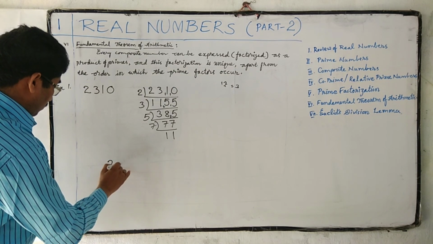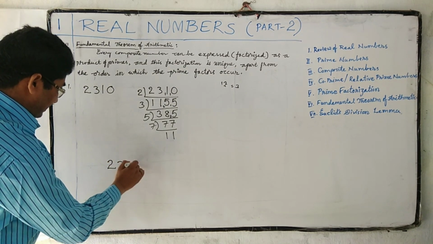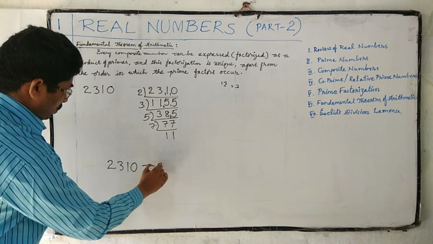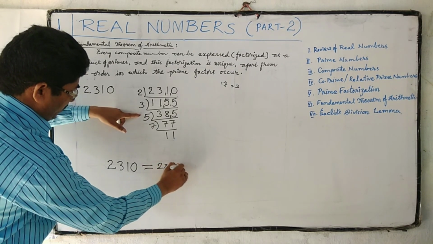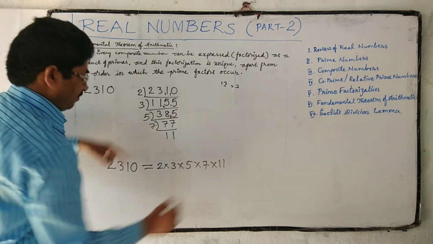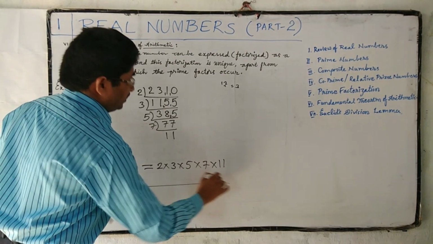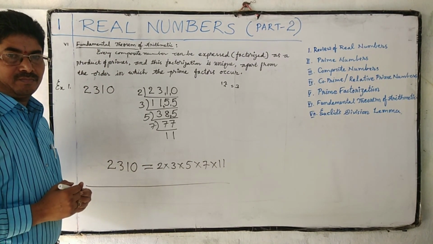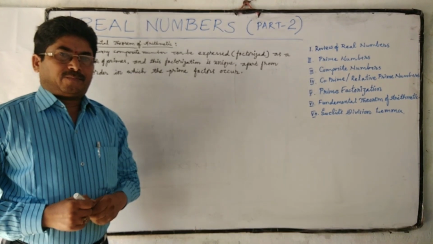So 2310 is equal to 2 into 3 into 5 into 7 into 11. So this is unique. Let us see one more example.